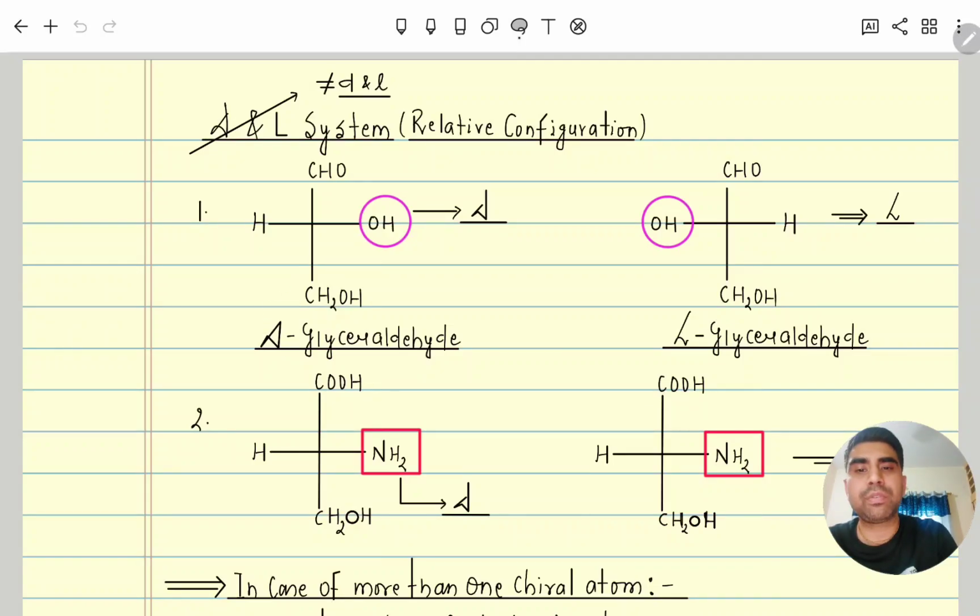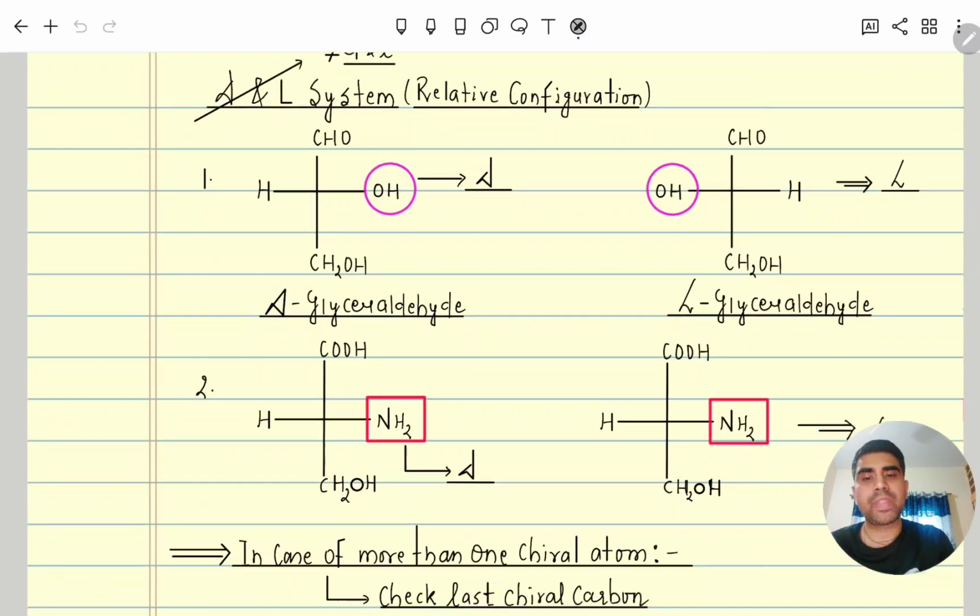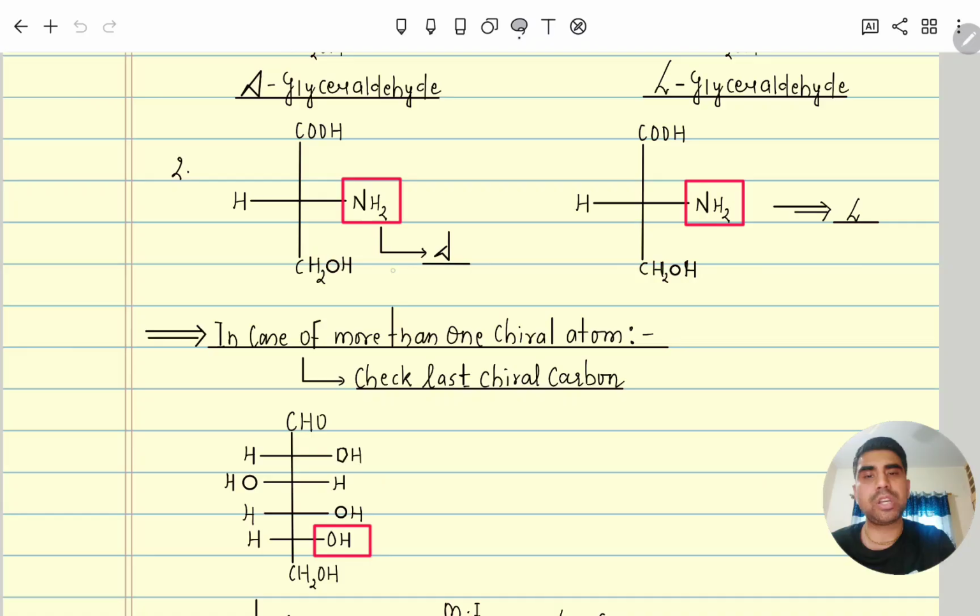So here, if OH is the highest priority, with only two groups, one is OH and one is amine. If the alcohol is on the right hand side, then it is called capital D, D-glyceraldehyde. And if it is on the left hand side, then it is L-glyceraldehyde. If more than one OH is there, then we take the direction of the lowest OH, like glucose we discussed. If it is on the right hand side, then it will be D, and if it is on the left hand side, that lowest one, then it is called L. Similarly for amine also, if the amine is on the right hand side, it is D, and if it is on the left hand side, then it will be L.